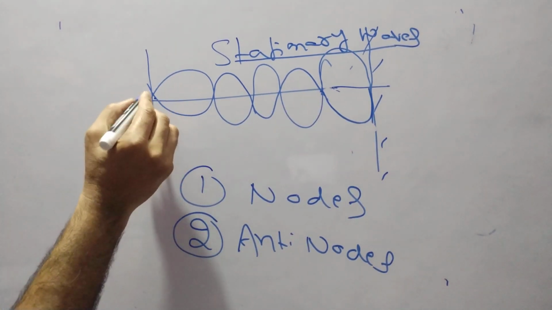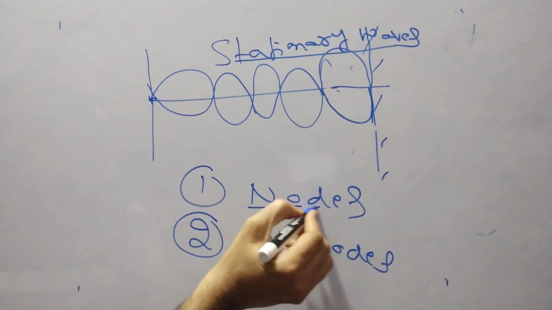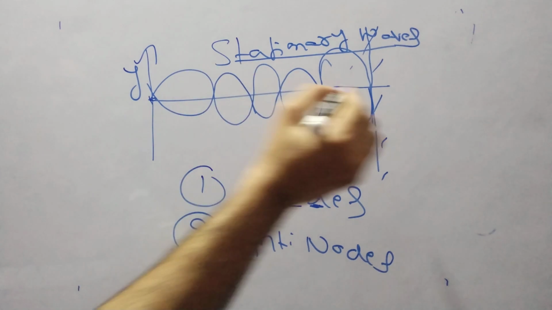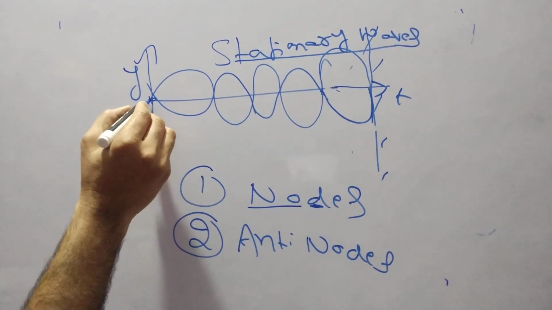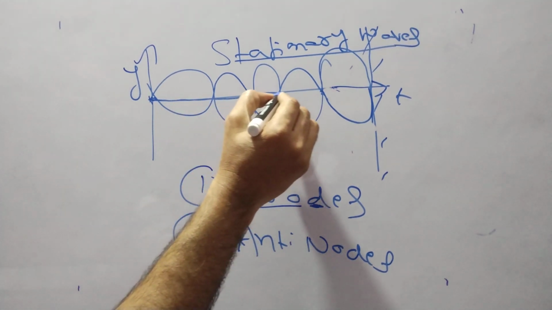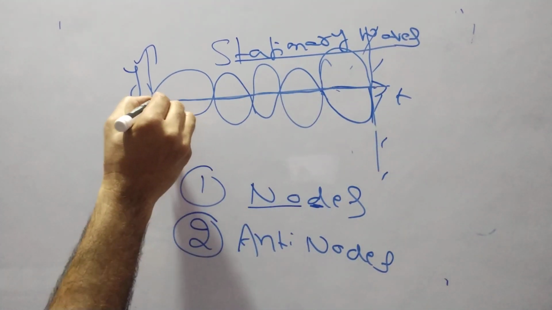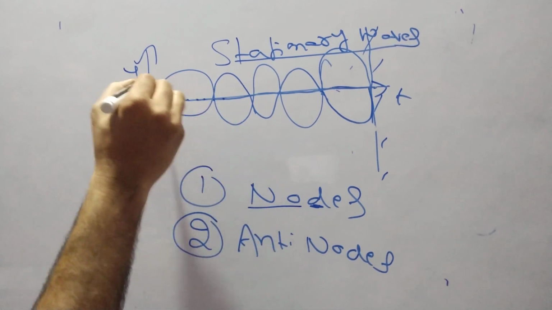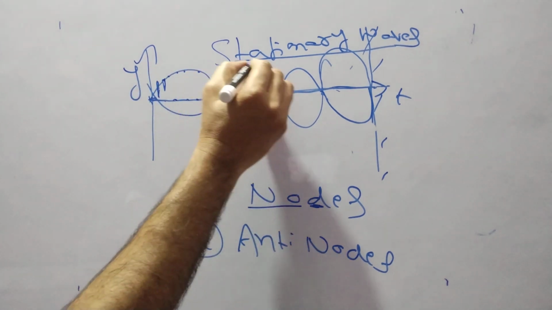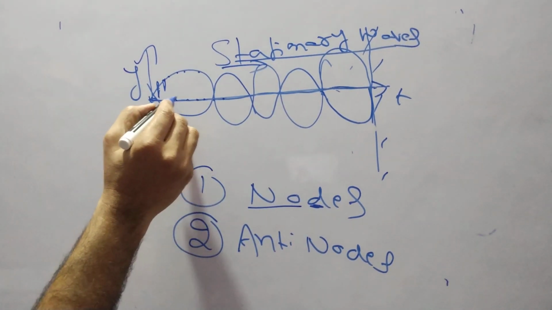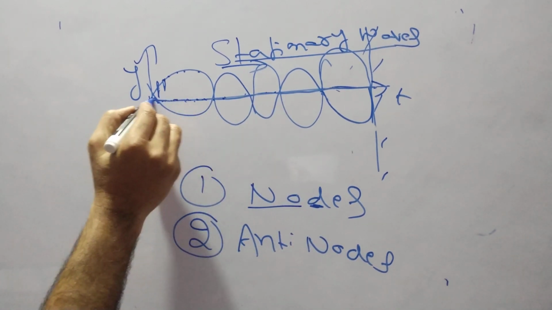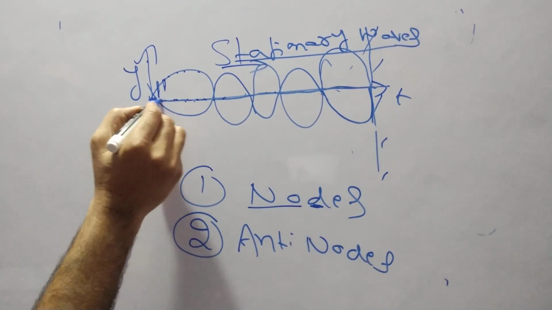Now, here no displacement in this figure. This is displacement y, this is time axis. No displacement means this line. This is a mean position line where the particles are at rest position. All the particles are at rest position, whereas these particles will vibrate perpendicular to the propagation of the wave. If you take any particle on the time axis, the displacement value is 0.